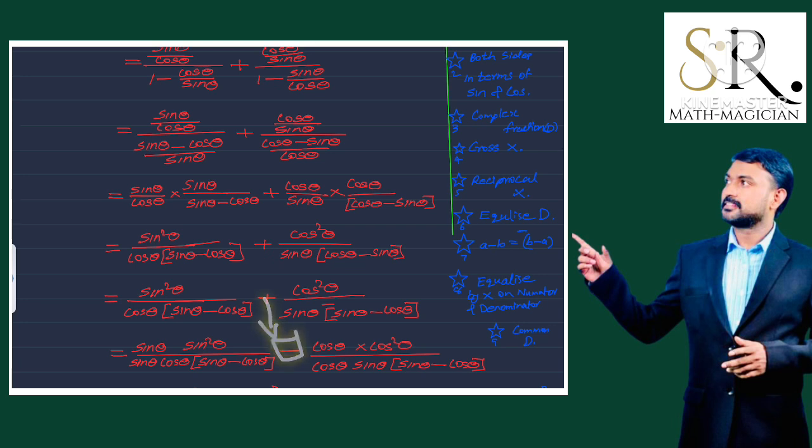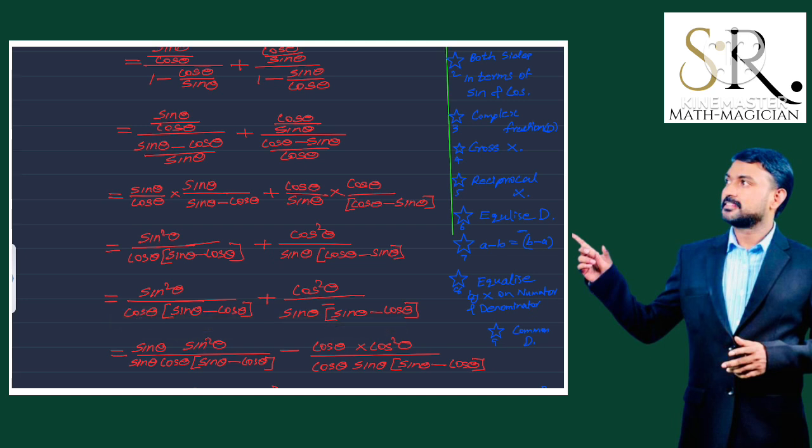No other change. So what is the change that happened? Instead of sine theta minus cos theta, we need the second term also as sine theta minus cos theta. But the order was cos theta minus sine theta. We rearranged, so it is minus. Now one more problem is there. Here cos theta is there, here sine theta is there. We need to equalize these denominators.